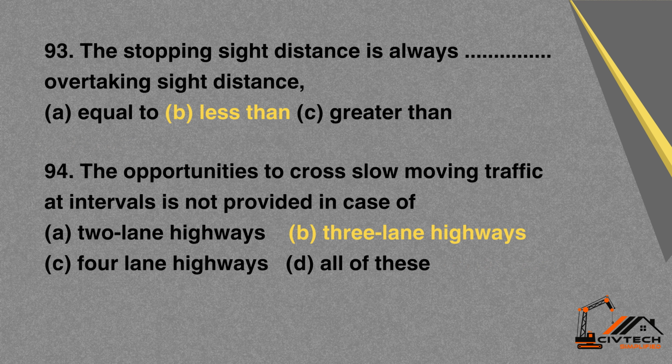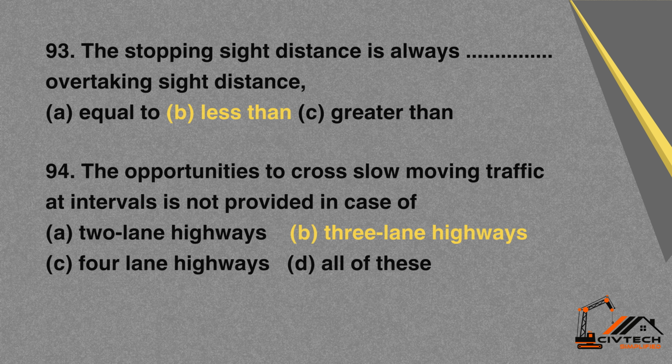93. The stopping sight distance is always overtaking sight distance: A. Equal to, B. Less than, C. Greater than. Correct option: B. Less than. 94. The opportunities to cross slow-moving traffic at intervals is not provided in case of: A. 2-lane highways, B. 3-lane highways, C. 4-lane highways, D. All of these. Correct option: B. 3-lane highways.